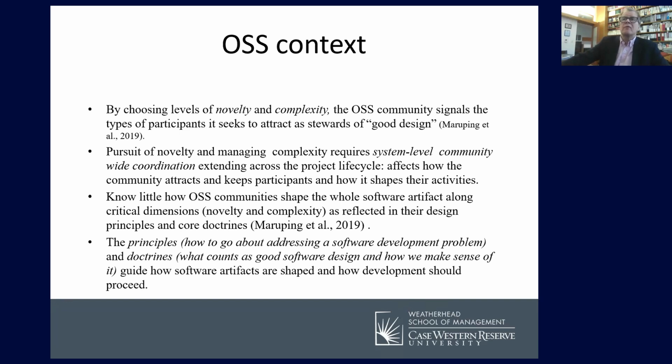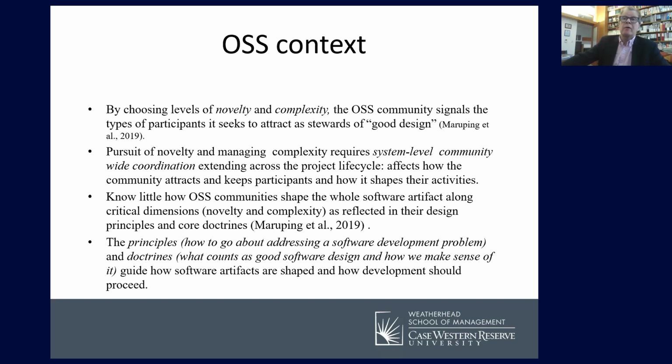If you look at that at the level of OS communities, they have to choose certain levels of novelty and complexity. And by doing that, it also signals the types of participants it seeks to attract. There's some research on that by Kalle and others, because people want to be associated with good designs, for example, which are novel, cool things, so to speak. But at the same time, this type of thing requires system-level, community-wide coordination, which extends over the project lifecycle. So it's not only for one release, it's across the releases. And it affects how the community attracts and keeps participants and how it shapes their activities.